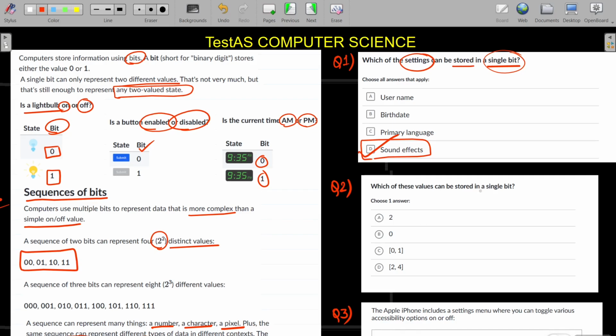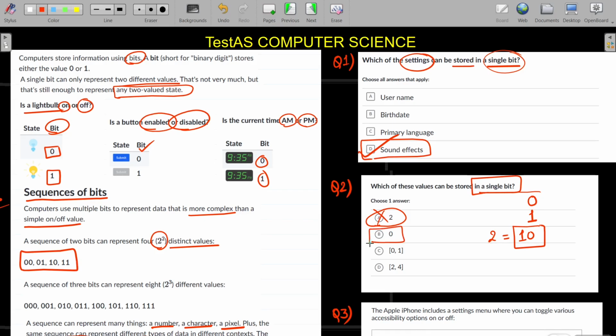Which of these values can be stored in a single bit? See, these two cannot be represented in a single bit because a single bit can store either 0 or 1. This is based on binary counting, how we convert from decimal to binary and binary to decimal. From there you can link that. For 2, if we want to write it, we need 1 0. The decimal 2 in binary is 1 0, right? So this should not be our answer.